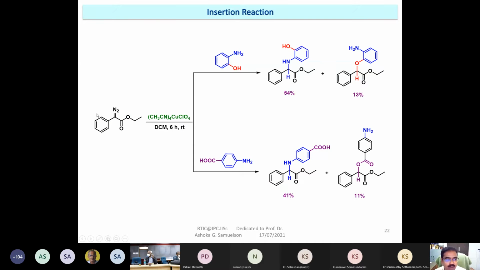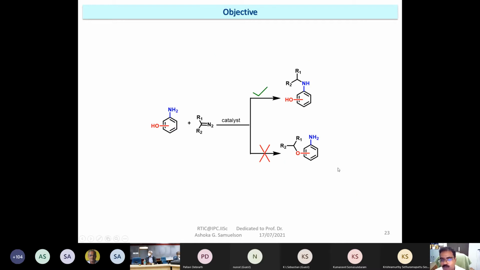With this objective, we have taken a diazo compound and used copper acetonitrile. In fact, it's very famous in the professor's lab. We use that same copper-1 salt, and now you can see the carbene has undergone insertion into the NH bond as well as the OH bond. And if you use an amino acid, again you can see there is insertion into the NH bond and also the OH bond. So copper-1 acetonitrile always gives this kind of mixture of products.